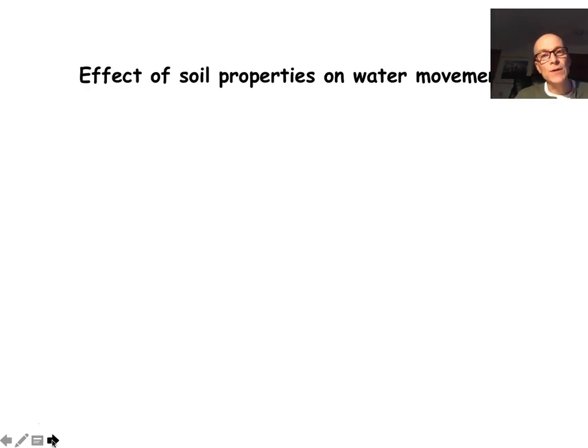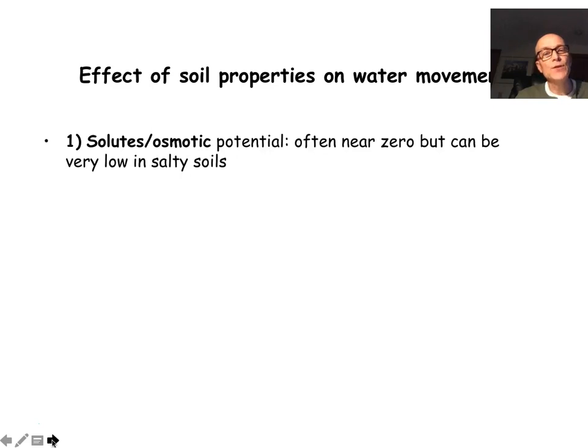Effects of soil properties on water movement. So let's first look at solutes. We know that solutes inside a solution will create a more negative solute potential. In soils, the solute or osmotic potential is often near zero, but it can be lower than that. It can be lower in salty soils. If a soil has a negative solute potential more negative than the plant, then water actually moves out of the plant into the soil. That's, of course, a big problem for agriculture, for plants.